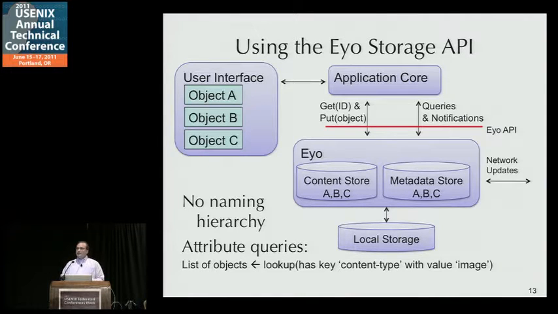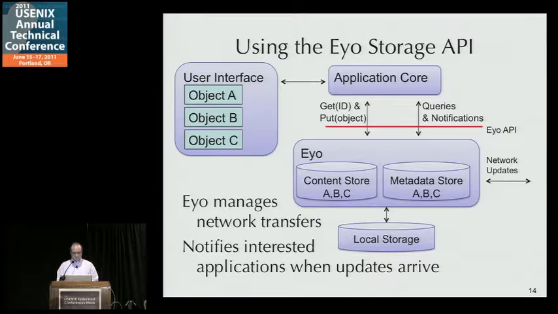And the way that applications identify objects is via this query mechanism. So they search for things based on attributes that they've created earlier or that are common for the kind of data in question. EO is in complete control of all the network transfers between devices. It keeps track of which other devices are part of the same user and notifies the applications via this notification mechanism when new data items that they're interested in are either created or become available locally.